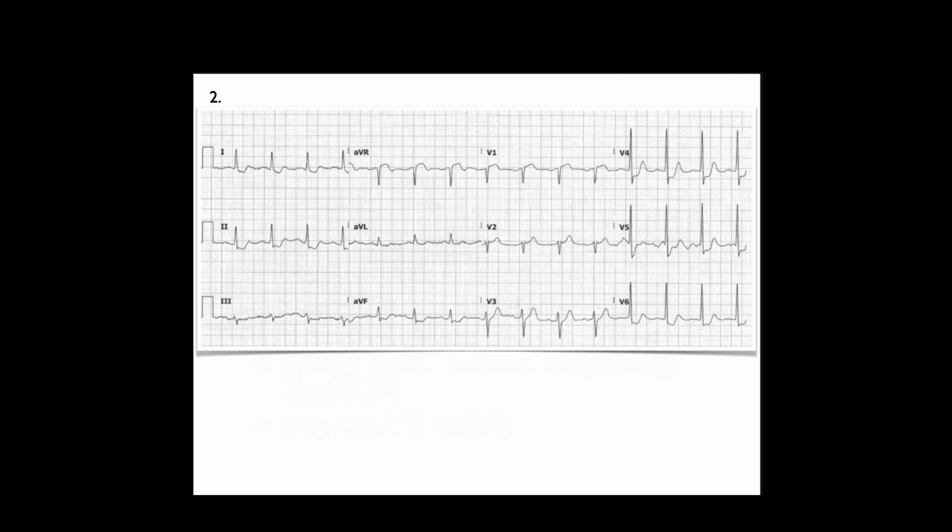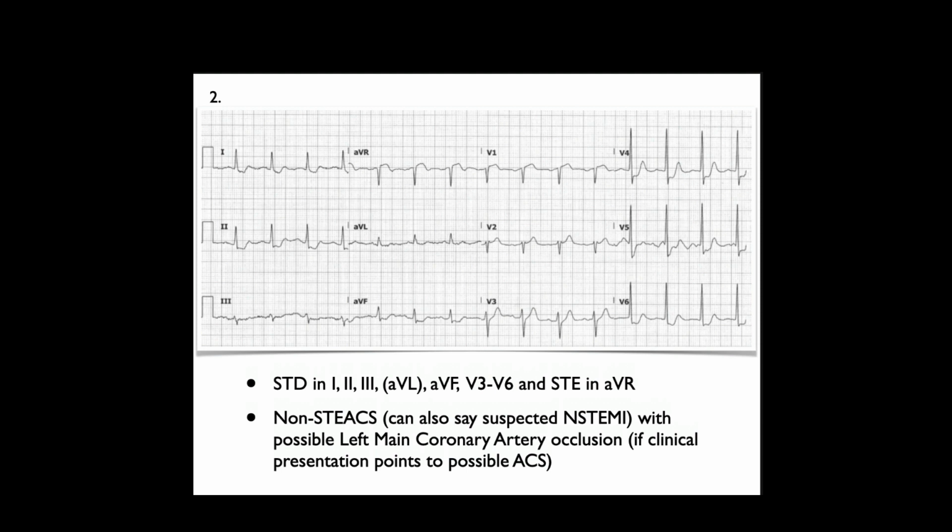Possible NSTEMI. Yeah, and what does the elevation in AVR tell you? Possible left main coronary artery or proximal occlusion. Yeah. So suspected NSTEMI with possible left main coronary artery occlusion. I put that in, but I think I started the handout saying they all match ACS, if clinical presentation points to it. So, questions about this?